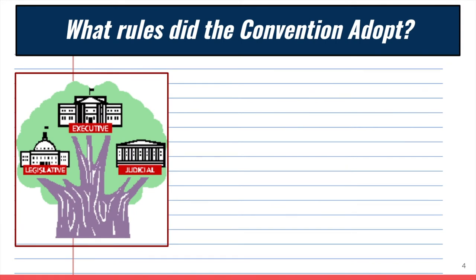So the first thing we want to do is come up with a question on our left side. What rules did the convention adopt? 12 of the 13 states sent people to attend this convention. Those people were given the power to make decisions about revising the Articles of Confederation. And so when they all got together, they had to come up with some rules that would help them do the important work that they were there to do. So what were those rules?